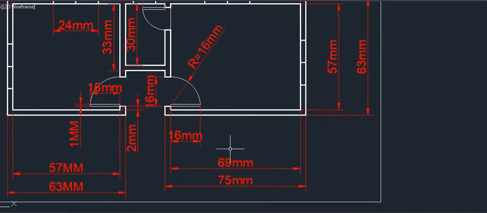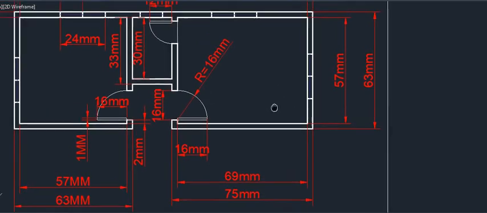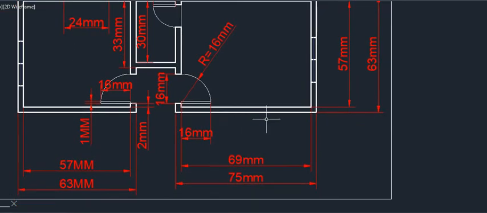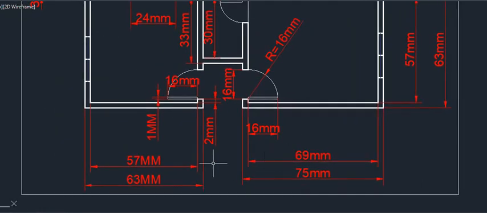So the distance from the outer wall line of our master's bedroom. This is our master's bedroom, this is the comfort room of the master's bedroom, and this is the bedroom, or bedroom 1.